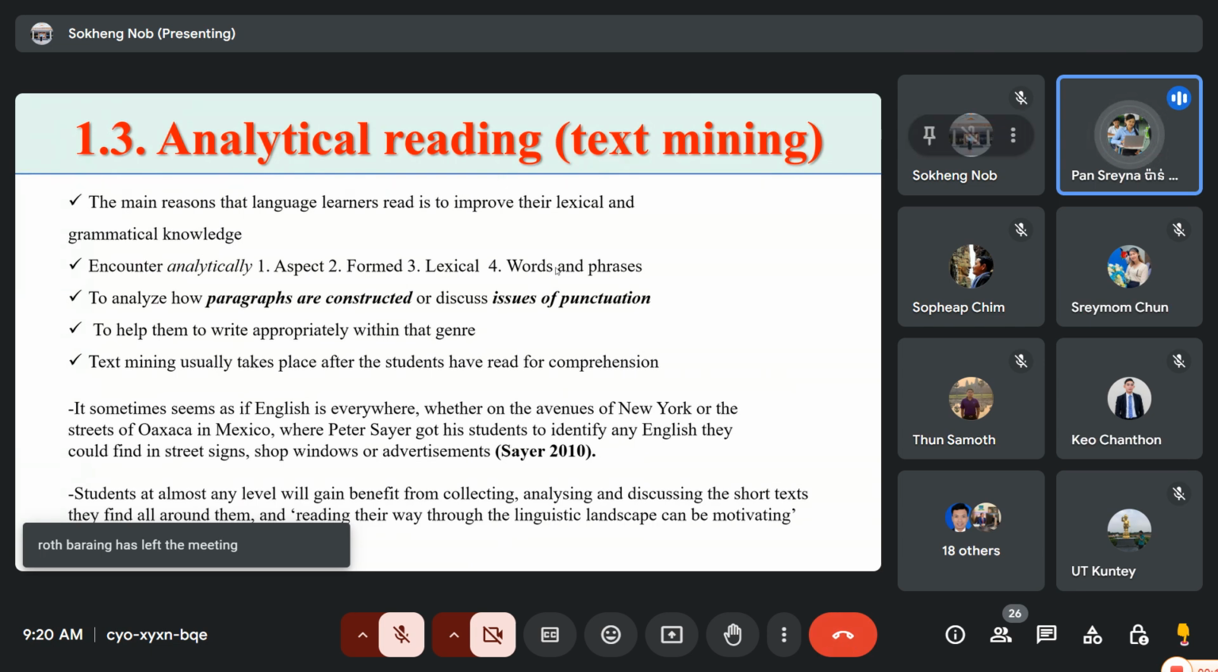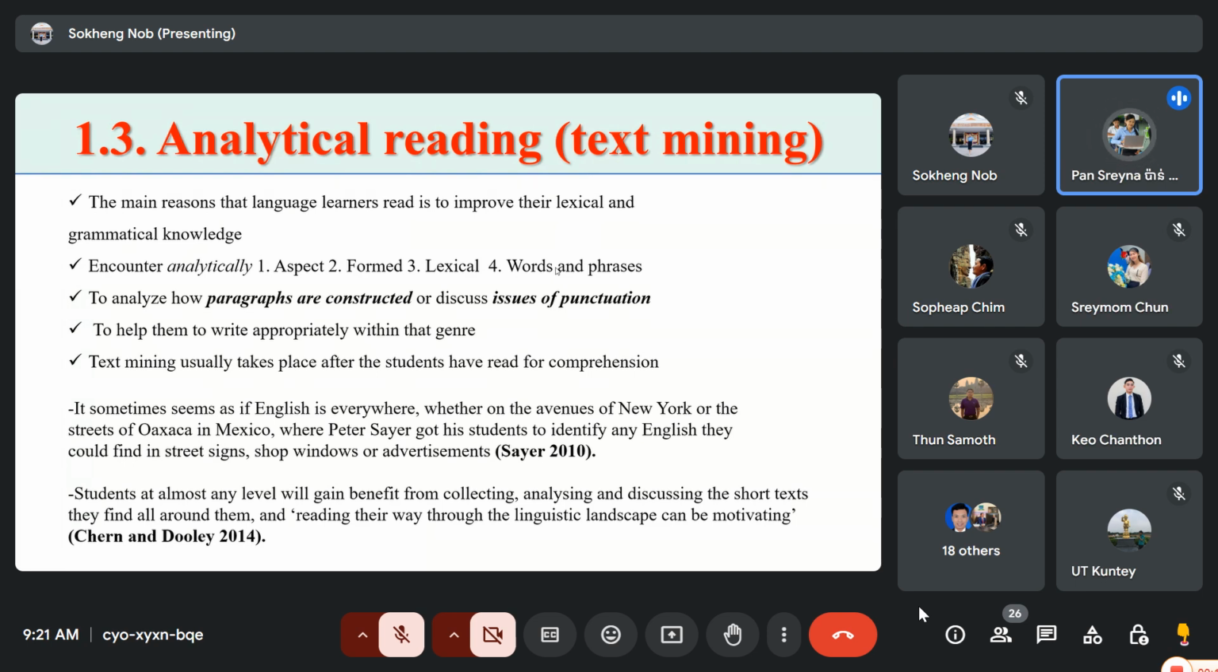For this part, it's all about analytical reading. This is one of the main reasons that language learners read: to improve their lexical and also grammatical knowledge. This is the benefit that the student gets after reading. They understand aspects from the text, the form or the grammar rule that appears in the text, and they can take note.